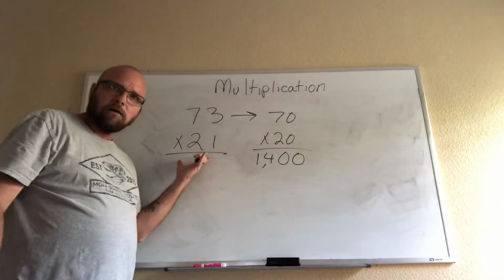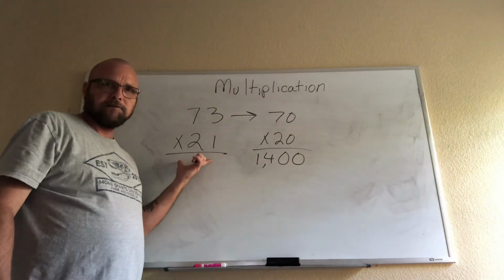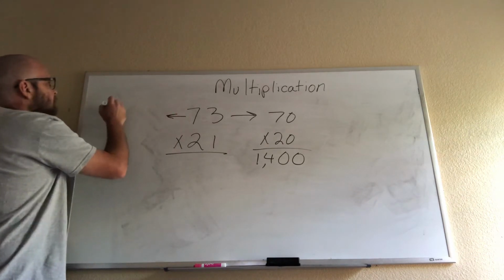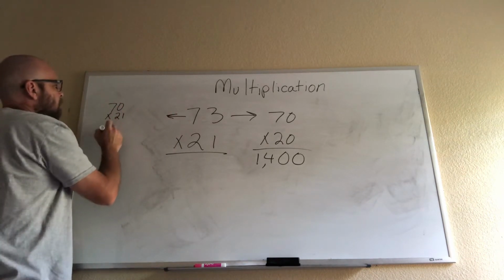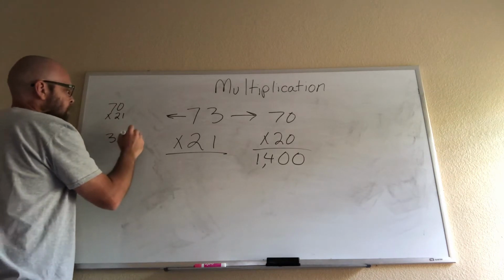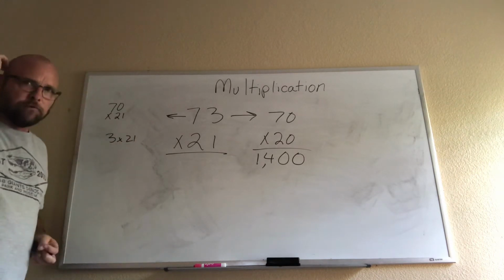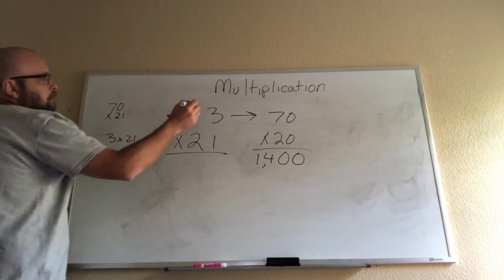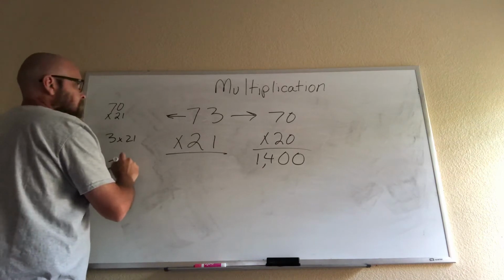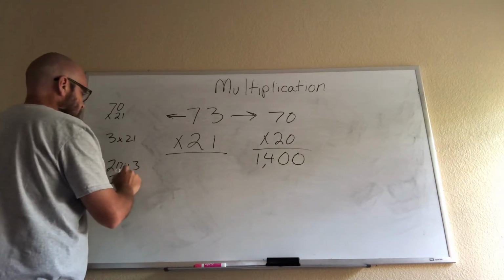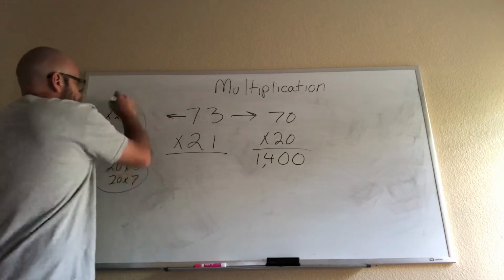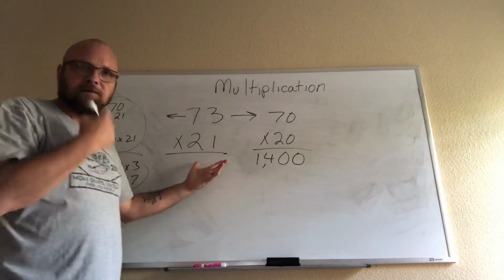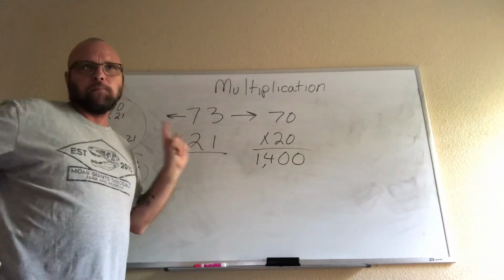Now this is where people like to complain and say it's too hard. I can turn this into two problems. I can make it 70 times 21 and 3 times 21. That's all I'm doing, 70 times 21 and 3 times 21. Or 20 times 3 and 20 times 7. Either one of these will work because you're just breaking it apart, making it an expanded form. But I can do it like this very easily if I know my 1-digit multiplication.